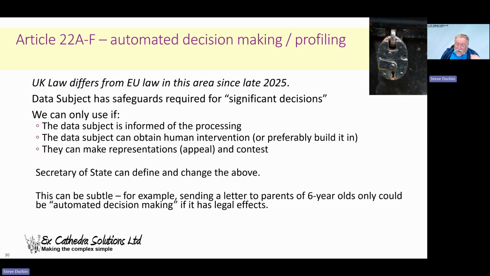Right, Article 22. Article 22 was changed a lot last year by the Data Use and Access Act. So we used to have just Article 22, which basically said you had a right not to be subject to automated decision making or profiling. We now have Articles 22A through F, which have weakened, is maybe the best word, the protections against automated decision making or profiling.